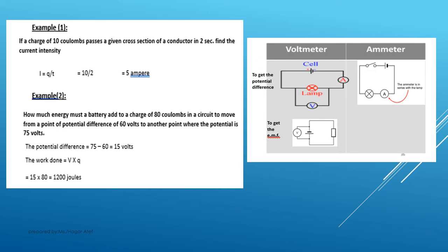For example, if a charge of 10 coulomb passes a given cross section of a conductor in 2 seconds, find the electric current intensity. I, electric current intensity, equals Q, quantity of charges, divided by time in seconds, so equals 10 over 2 equals 5 ampere.